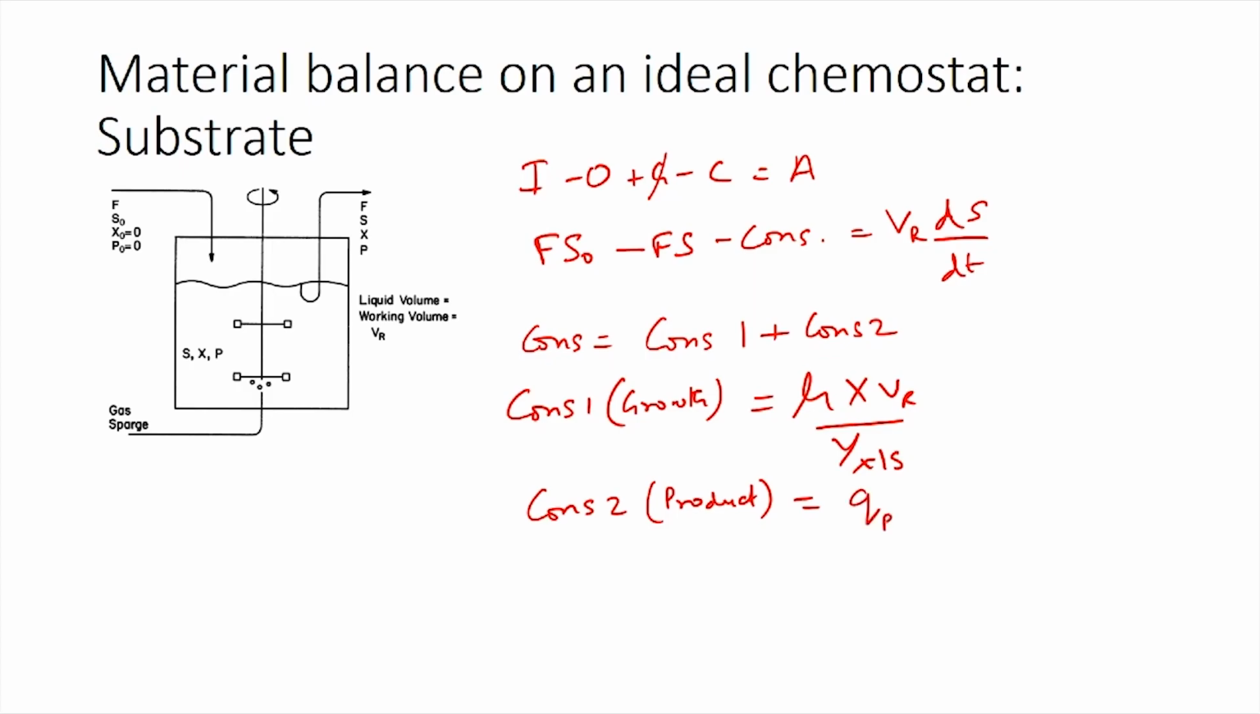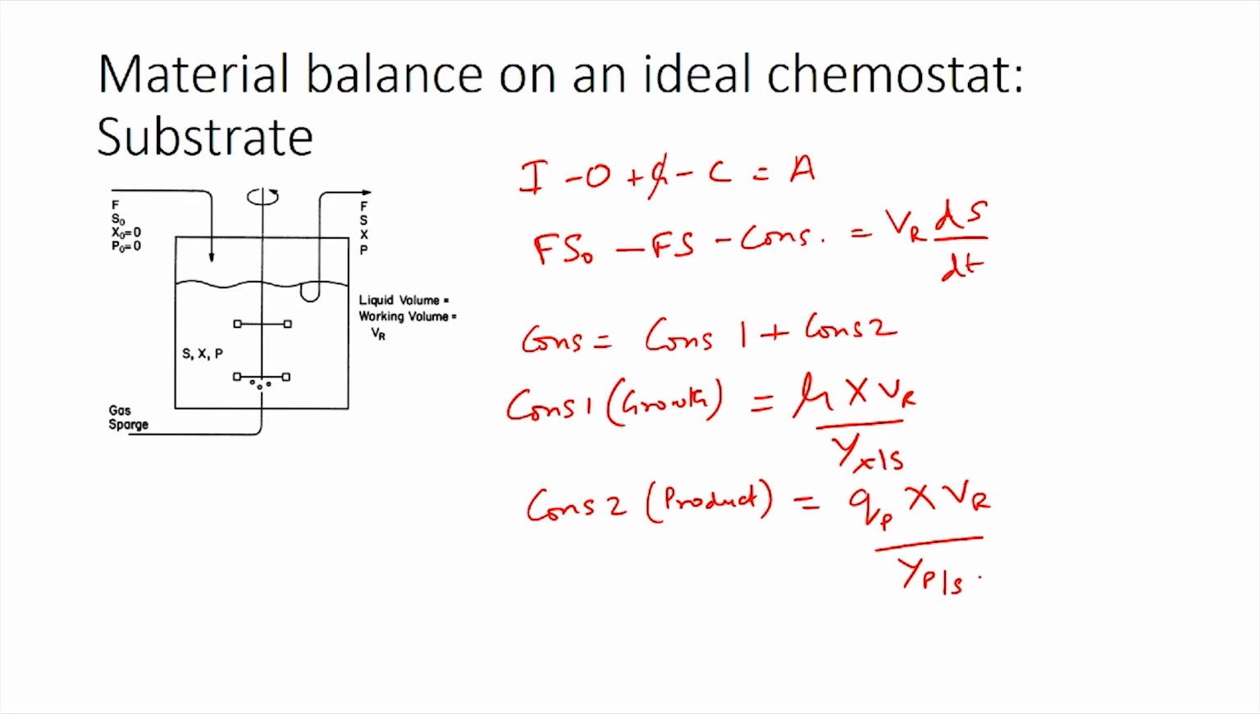similar fashion, which will be Qpx Vr divided by Yps, where Qp is the specific product formation rate and x is the biomass concentration. Qp times x will give you the product formation for the growth associated products, and you have Vr multiplied to get the total amount of such products being formed, and Yps is the yield of the product per unit substrate being consumed. So thereby we can convert this into the amount of substrate which is consumed during the product formation.